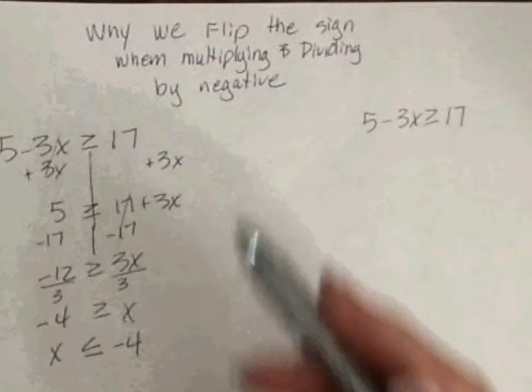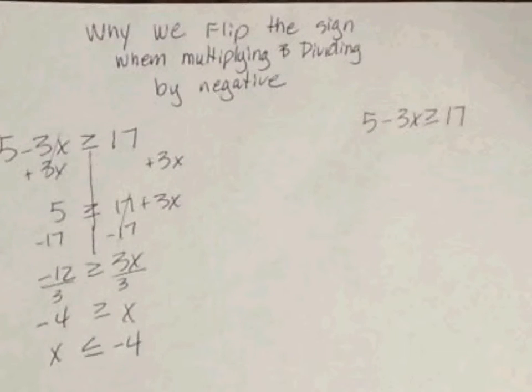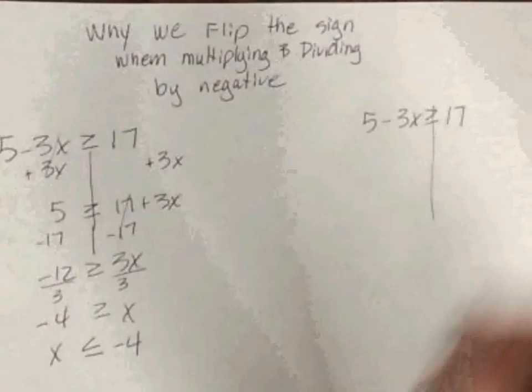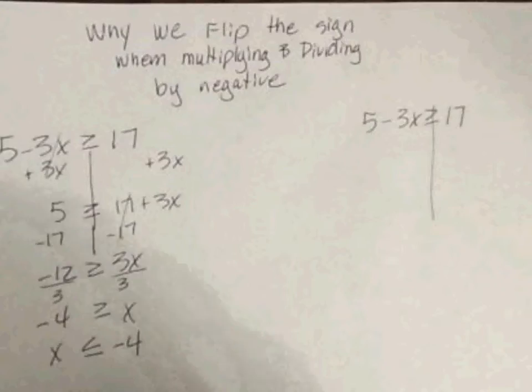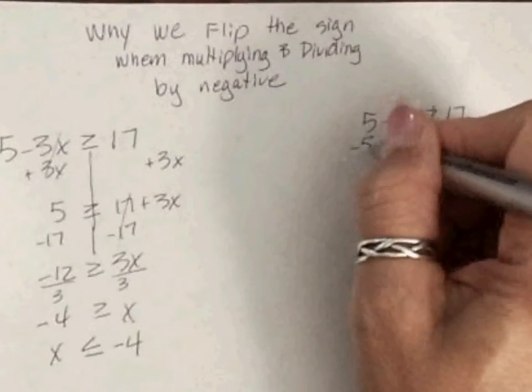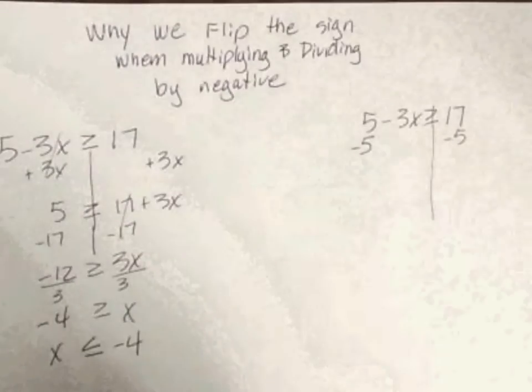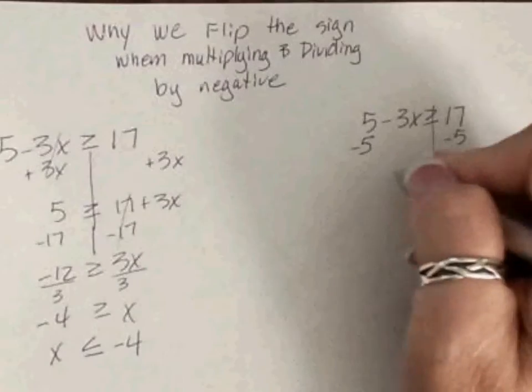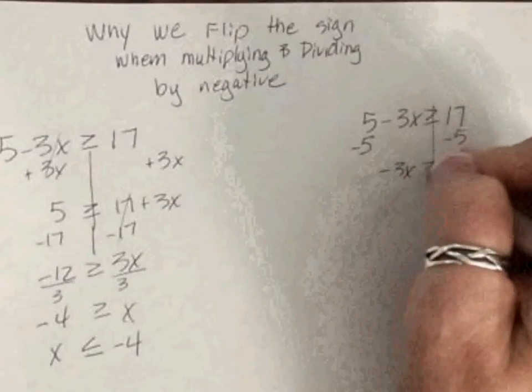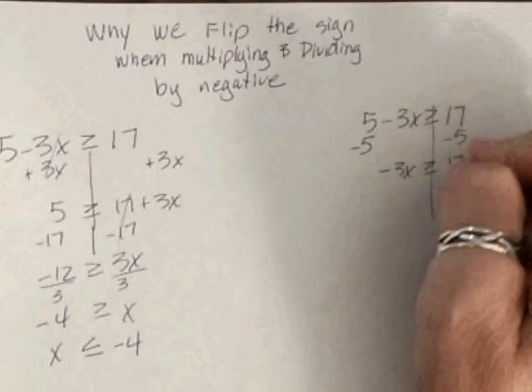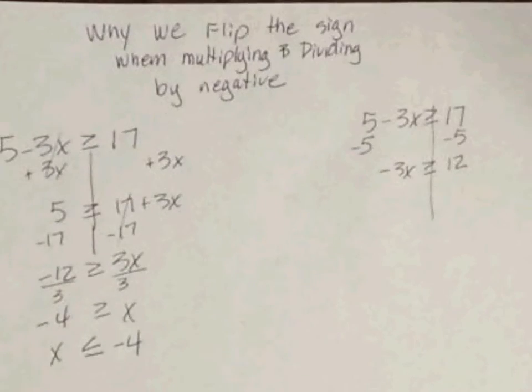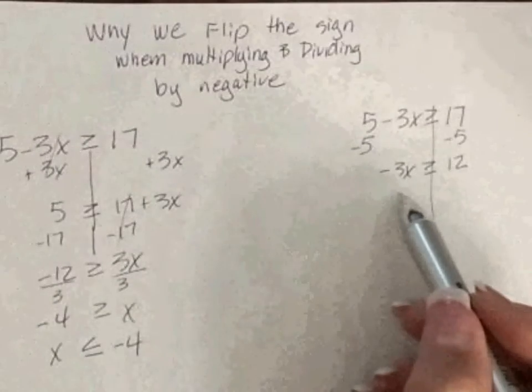Now we're going to solve it with our rule of flipping our sign when we multiply or divide by a negative. So again, I want to keep my inequality balanced. I have positive 5 on this side. I'm going to subtract 5 from both sides. I have negative 3x greater than or equal to 12. So now I want to divide.